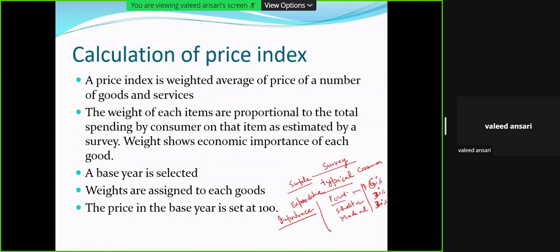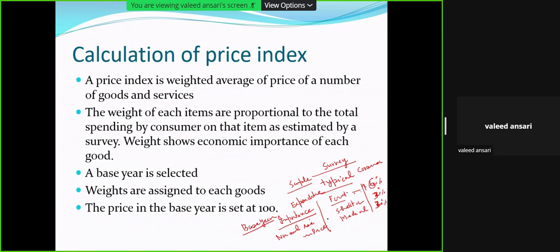Now, in order to prepare a price index, a base year is selected. Base year acts as a benchmark against which the rise in price is measured. And the criteria for selection of base year is that it should be a year of normal rise in price, not a very high level or a moderate level of price.